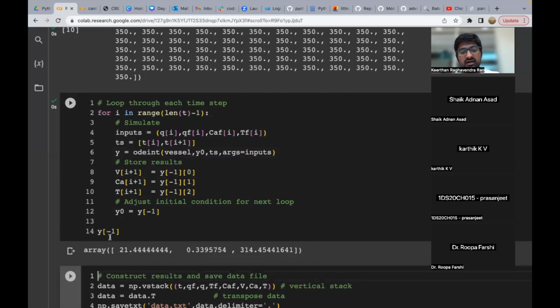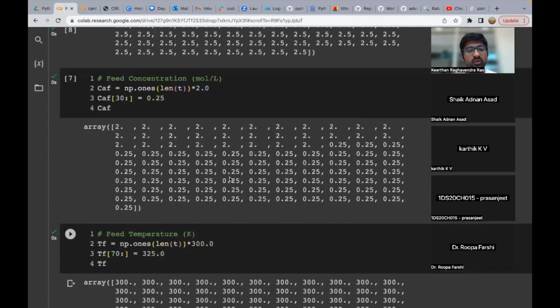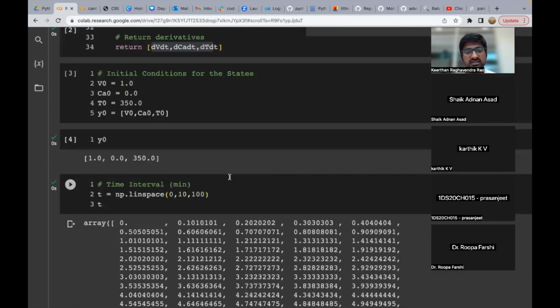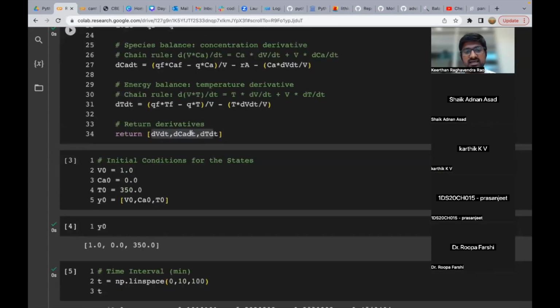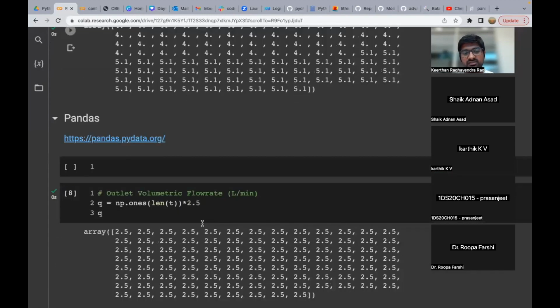So here, y naught is basically this array that has volume, concentration, and temperature. ODE int will solve between the two time steps using all the initial parameters, including our differential equations, and it will store the volume, concentration, and temperature. These are basically what we have in our differential equations. So if you go up, it's dV, dCA, and dT. So this is what we are getting. That will be the solution: volume, concentration, and temperature.